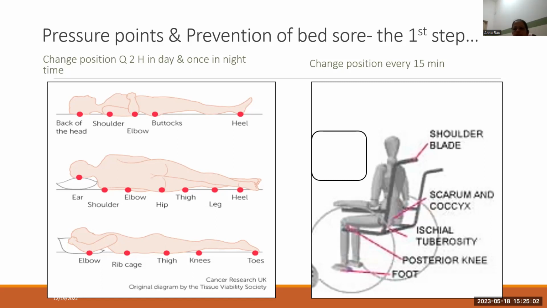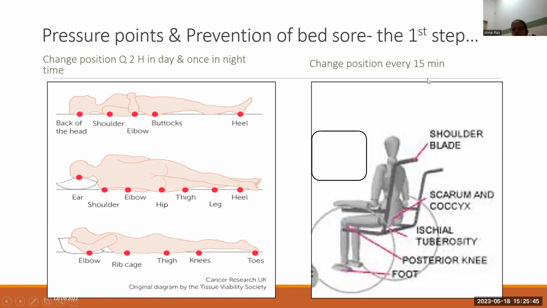What if the patient is wheelchair bound, or the patient always likes to sit in the chair and watch TV shows? Here what happens is that the shoulder blade, sacral region, the back of the knee joint, foot, right? These are the points where the patient can develop pressure sore very easily. And even a lot of perspiration can lead to development of the pressure sore, right? So when the patient is in this position, every 15 minutes you have to change the position.